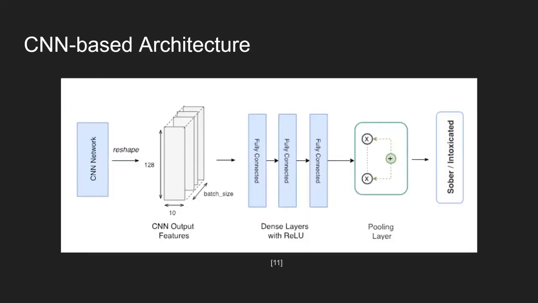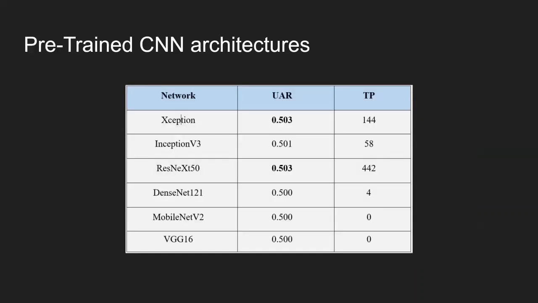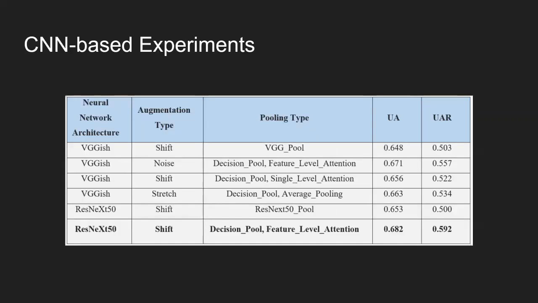Our third architecture uses a CNN-based network and different pooling methods. We use state-of-the-art CNN algorithms that are presented in the next slide. This method gives us the best result out of the three approaches and was chosen as our proposed architecture. This table shows the result of using different pre-trained CNNs, including VGG16 and ResNeXt50 for classification. The VGGish model was also used in our experiments for comparison because it performed very well on the Google AudioSet data. Finally, this table shows our CNN experiments with VGGish and ResNeXt50 using different augmentation, different pooling, and attention methods.